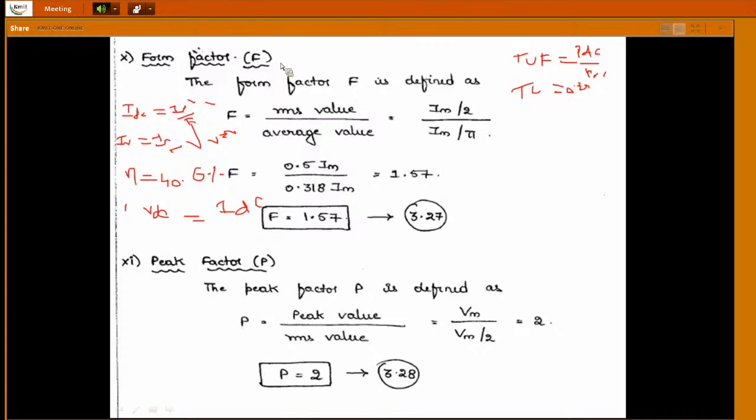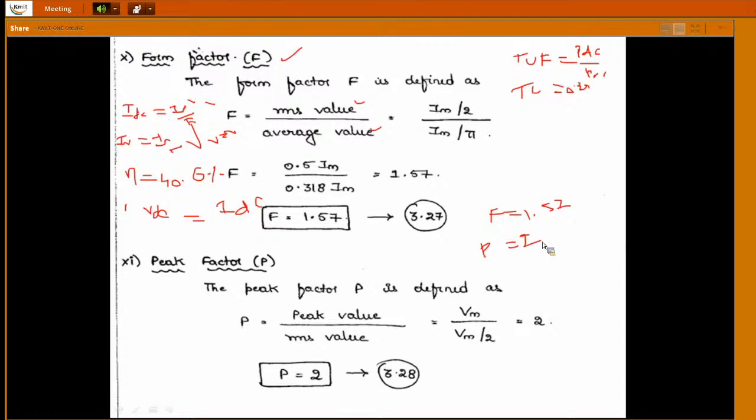Then next we came to the form factor. The form factor is given by RMS value to average value. The form factor of the half wave rectifier is equal to 1.57. And next we came to the peak factor. The peak factor is given by 2. These are the analytical parts of your half wave rectifier. The same parameters we are going to calculate for the full wave rectifier in the next class.